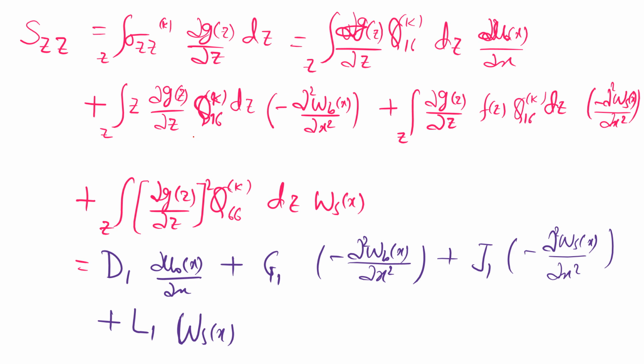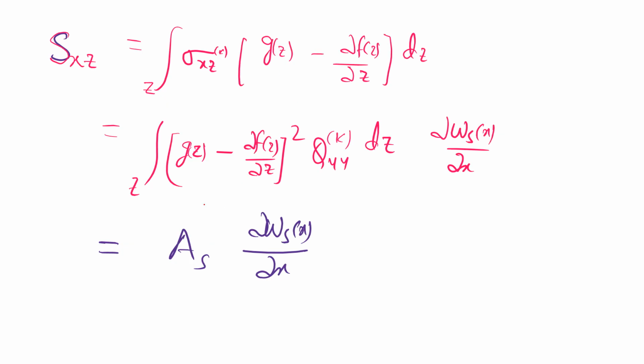Now Sz is sigma zz into del g by del z, and with respect to dz we will integrate. So we will get in the same way D11 del u naught by del x plus G1 plus J1 plus L1. So these are the values we are getting. Okay, Sxz, we are writing this as As, which is a function of the material properties and the transverse coordinates.